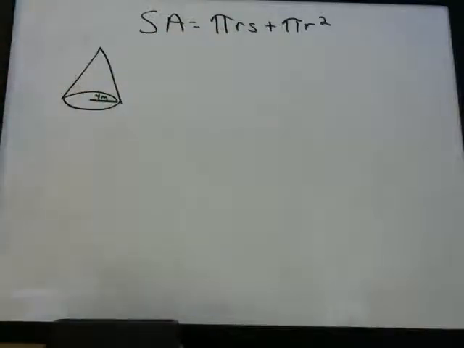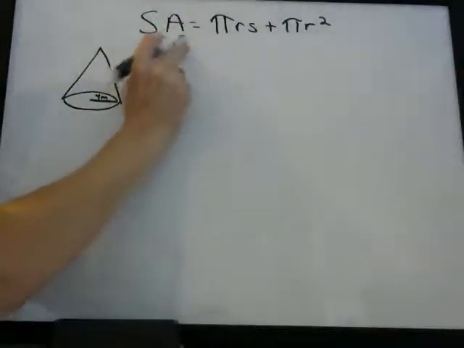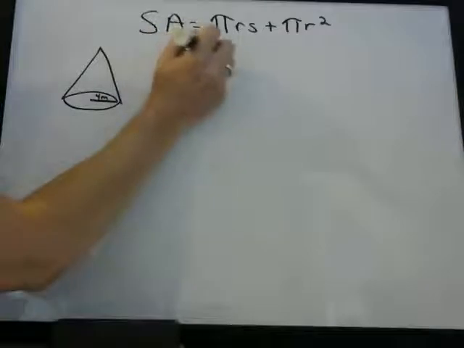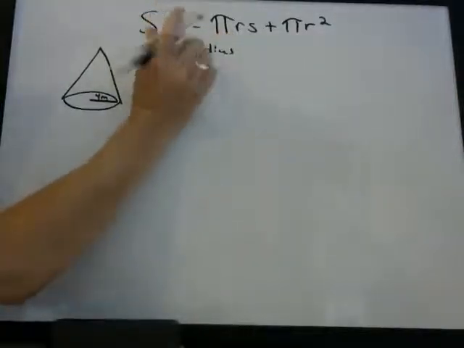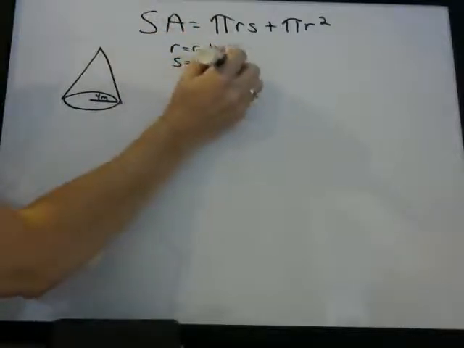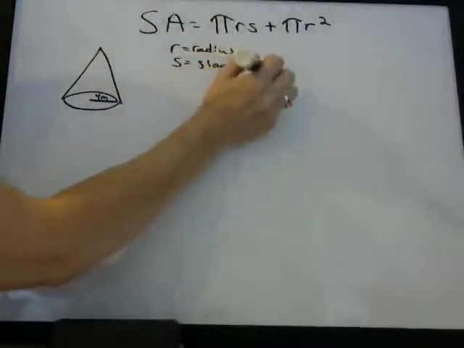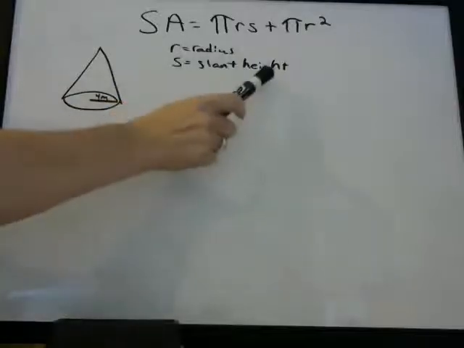S is slant height. So we'll write those up here. R is the radius, and S is the slant height. Now we saw slant height before when we were talking about pyramids. If you want to go back and watch that, the pyramid video was on August 27th of 2015. Slant height is different than height.